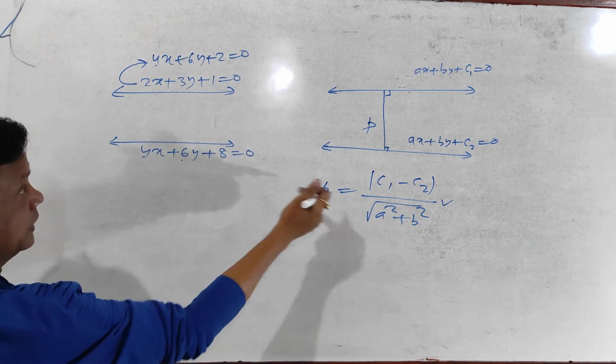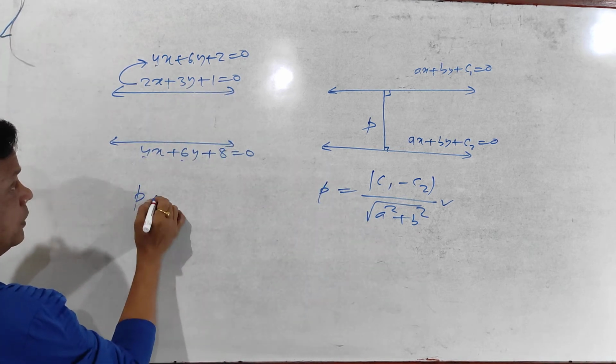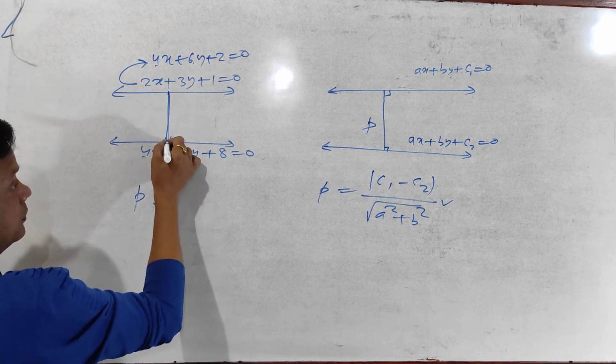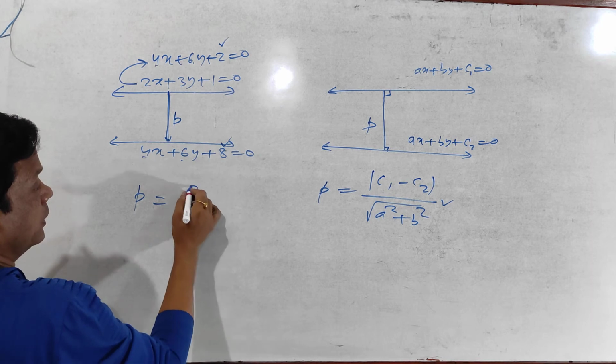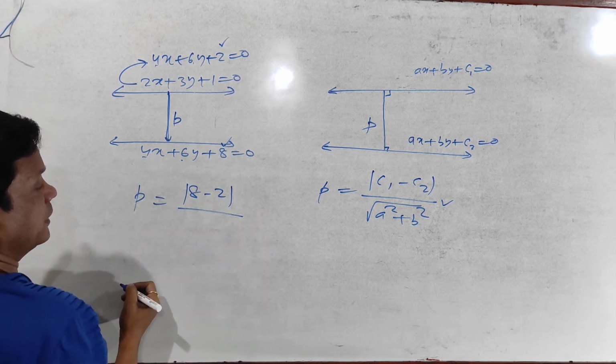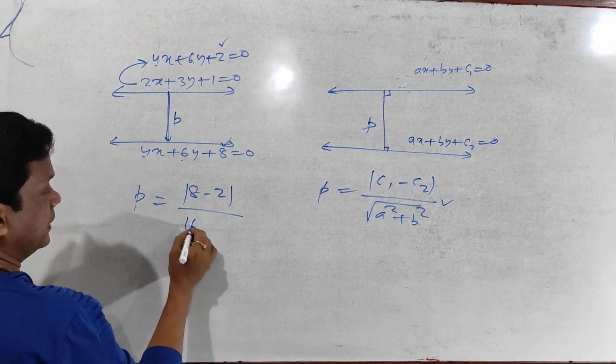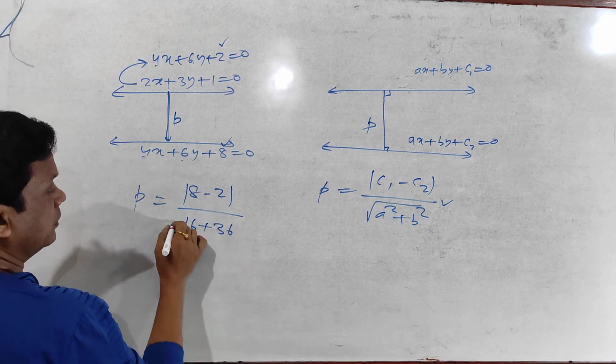Now apply the formula, modulus of c1 minus c2. P is equal to this distance. P is equal to c1 minus c2, so I am writing modulus of 8 minus 2, divided by the square root of a square plus b square. 4 square is 16 and 6 square is 36, under the root.